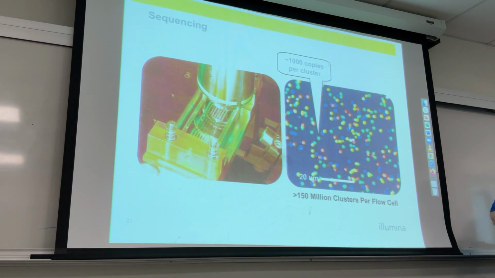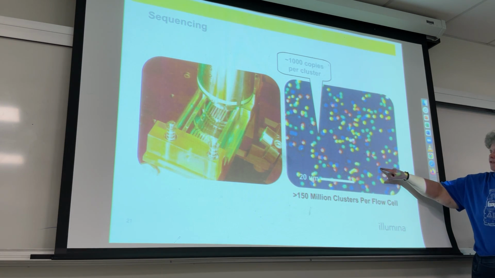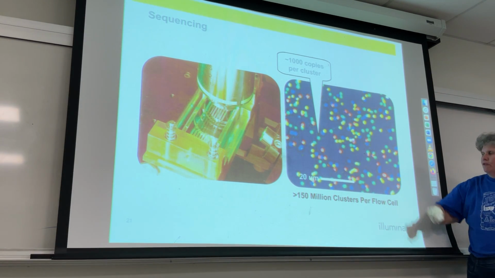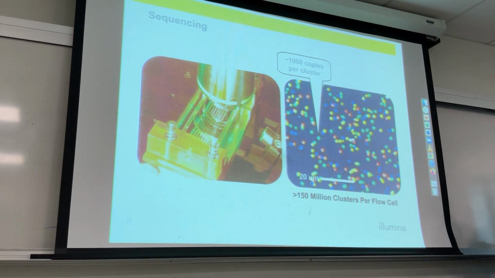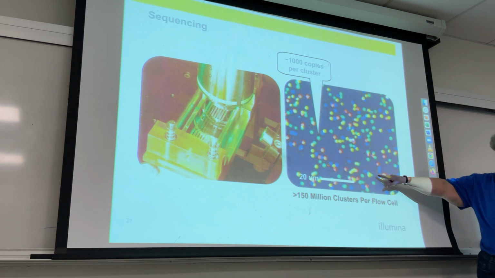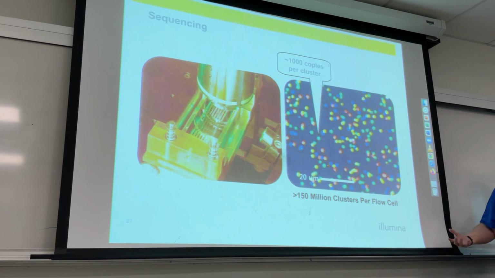So with 150 million different clusters, some of them are going to overlap. Maybe this one's overlapping with this one, and great, it happens to be the same sequence, but yellow here is overlapping with green, and maybe that's going to confuse the computer a little bit. So the computer says, no, this is too close. We're going to rule that one out.